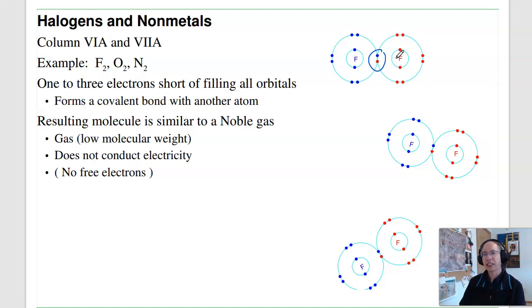It's a gas, meaning low molecular weight. It doesn't conduct electricity. There are no free electrons. They're also strong oxidizers. If there's an innocent bystander like a piece of metal around, the fluorine will rip an electron away from that metal to fill its covalent bond.